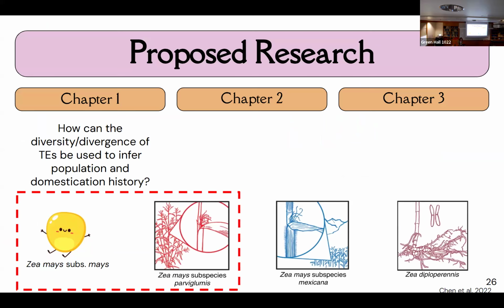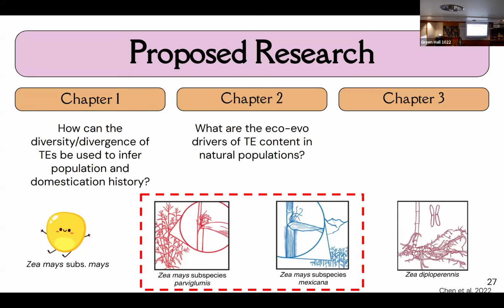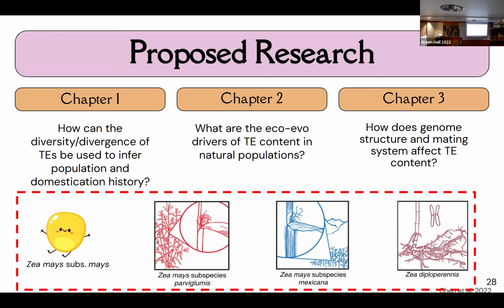For my dissertation, I'll be researching how TE family abundance and diversity varies on different scales and what drives that variation. For chapter 1, I'll explore how the diversity and divergence of TEs in the maize genome can be used to infer domestication history. For chapter 2, I'll look at patterns of TE content between populations in natural teosinte populations and explore the eco-evo drivers of that variation. And for chapter 3, I'll compare more distantly related perennial teosinte, Zea diploperennis, to explore the effect of genome structure and mating system on TE content.